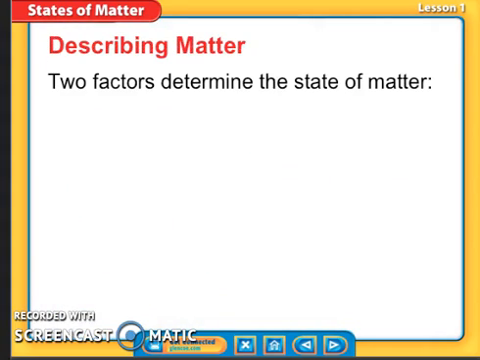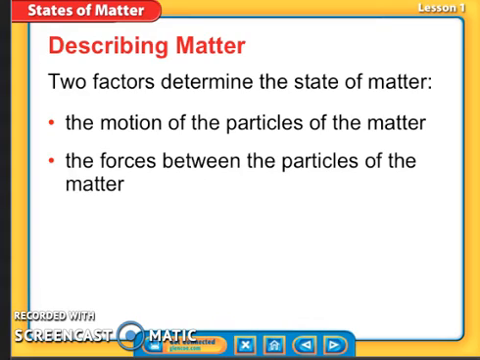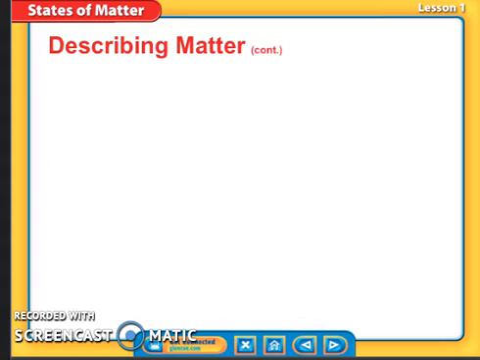So there are two factors that determine the state of matter. Two things that determine whether something's going to be a solid, liquid, or gas. One of them is the motion of the particles in the matter. How do they move? And what forces are between the particles in the matter? Again, motion and forces. Matter is all made up of little particles, and what state of matter it is in depends on the motion and the force.